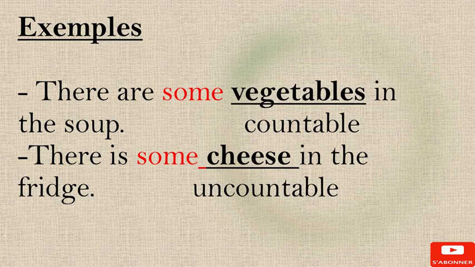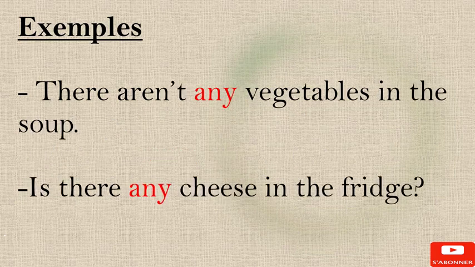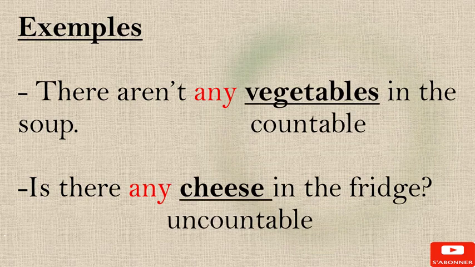ما كاش فرق بيناتهم. يعني الاثنين استعملنا معهم some والجملتين affirmative sentences. يعني both sentences are in the affirmative form. نروح نشوفوا كذلك الأمثلة with any. There aren't any vegetables in the soup. Is there any cheese in the fridge? هنا كذلك استعملنا كلمة any مع vegetables which is countable واستعملناها مع cheese which is uncountable.